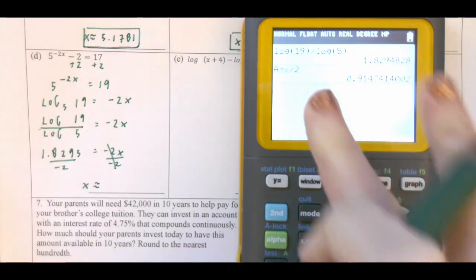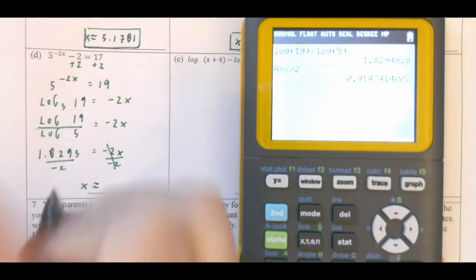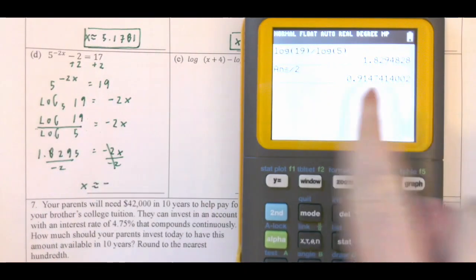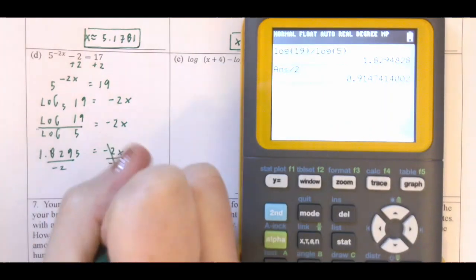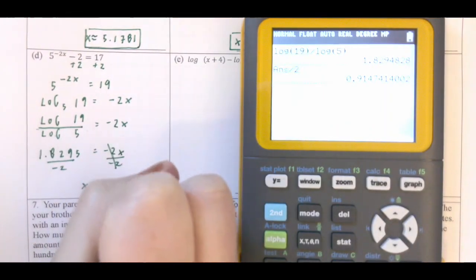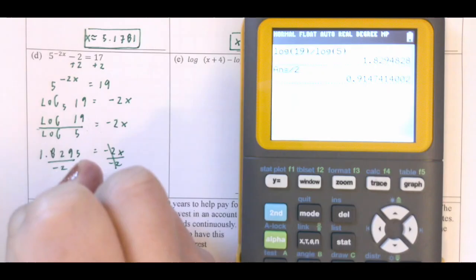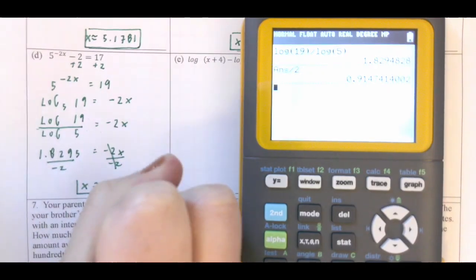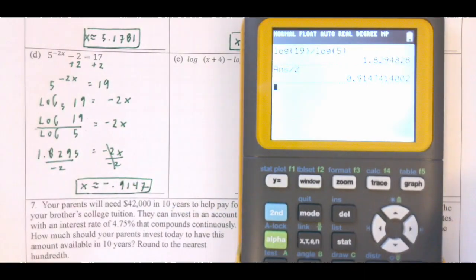Oh, I needed to divide by -2. So this should still be a negative, right? Because that should be -2. So negative 0.9147. Yep. Final answer. Okay.